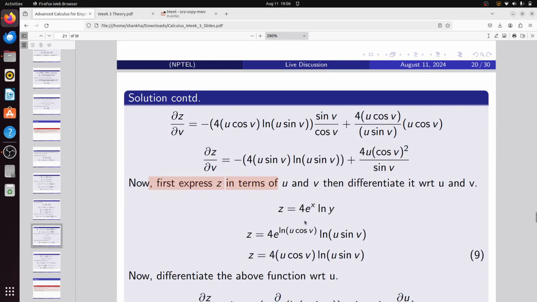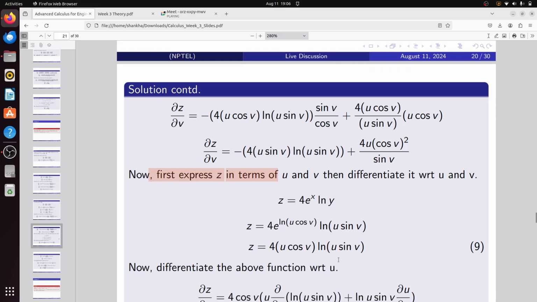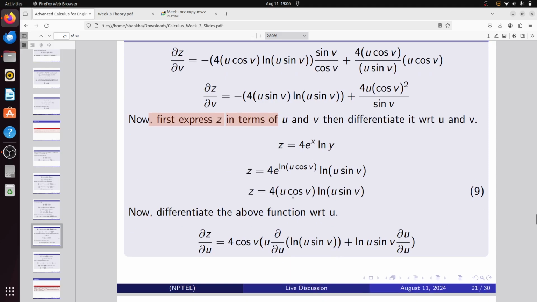So now you need to express z in terms of u and v. Just put instead of x, u cos v, and instead of y, u sin v. Then you get z equal to 4u cos v ln(u sin v). Now you take ∂z/∂u. First you take 4 cos v and u into ∂/∂u of ln(u sin v), plus ln(u sin v). Here the 4 cos v term is independent of u, so we have just taken it outside the bracket.